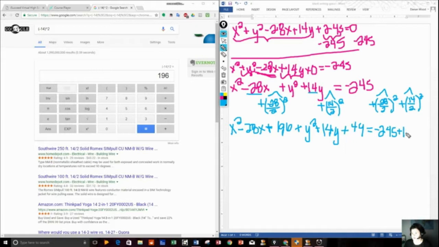plus 196 plus 49. Okay, and since we have our calculator up really fast, I'm just going to type in negative 245 plus 196 plus 49. And that equals 0.